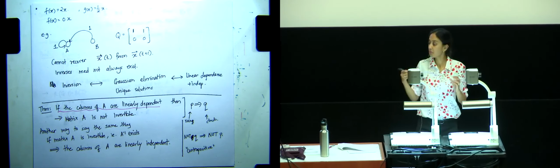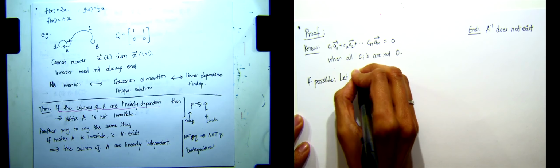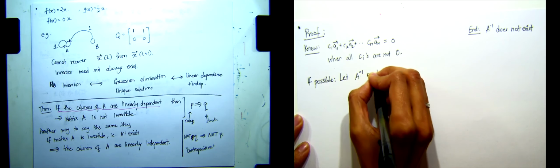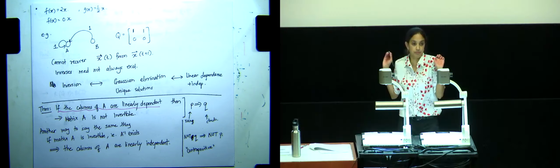So we'll say, if possible, let A inverse exist. We're going to say, if possible, this is true. Let it be true.